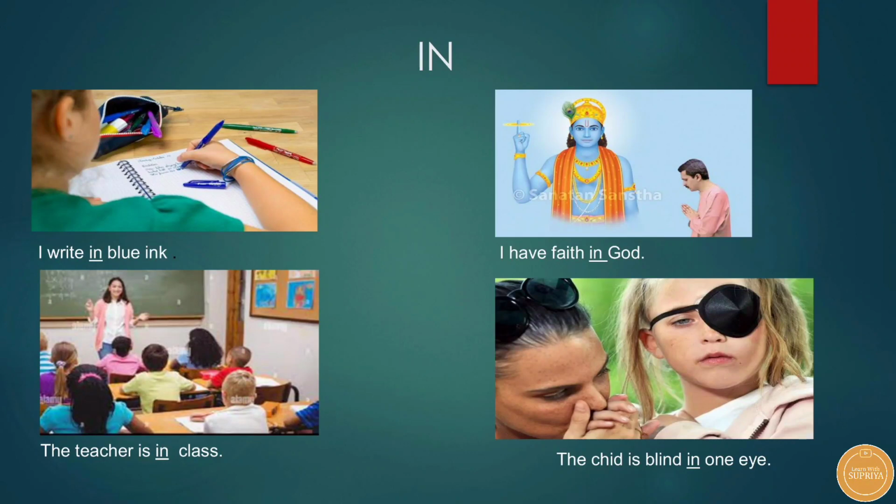Then, I have faith in God means we have confidence that He will help and take care of you. Here the child is blind in one eye. Here in shows the relation between the words blind and eye. Next, the teacher is in class. Here in class indicates someone is physically present inside a class.